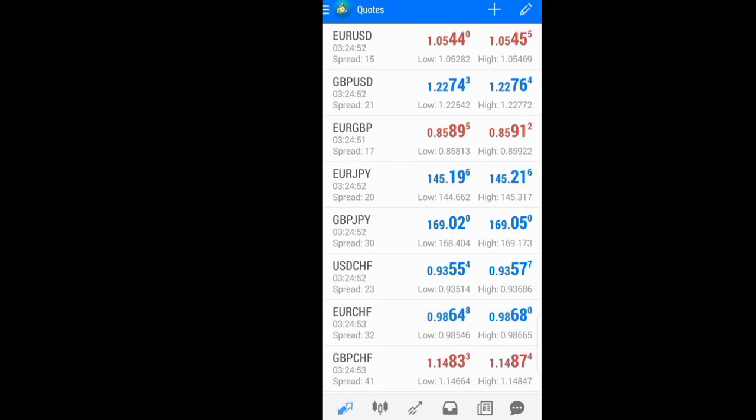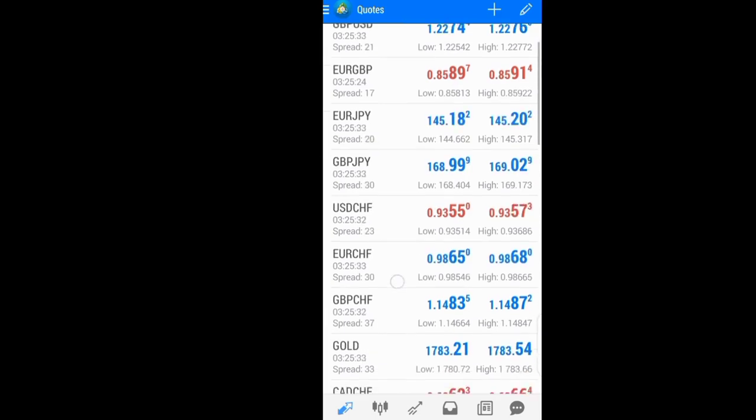Remember that the 5th value is the pipette. So when you see 15 here for this Euro USD, it's just telling you that the spread is 1.5, like I told you before. Then for GBP USD, the spread is 2.1, like I told you before. That is 1 pip, 5 pipettes, which is 1.5 pips, and this is 2 pips, 1 pipette, which is 2.1 pips. All the spreads are showing here.